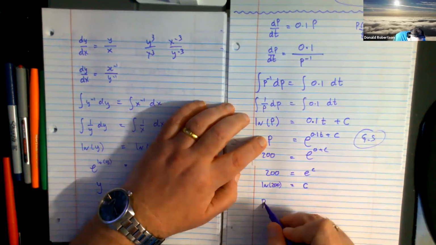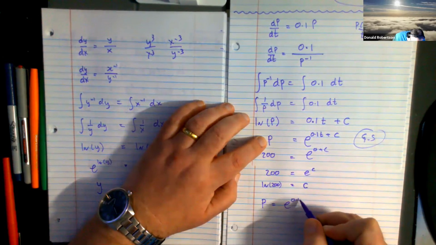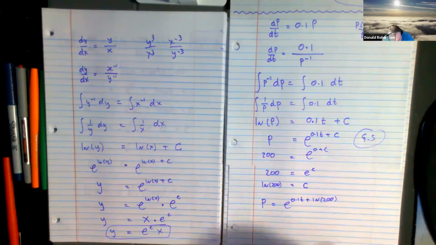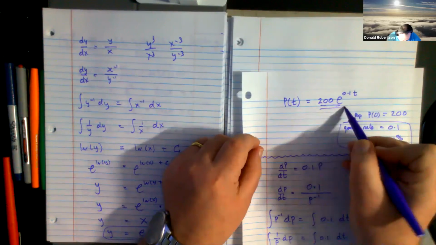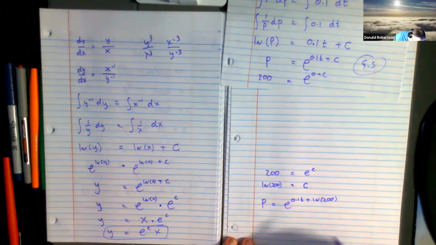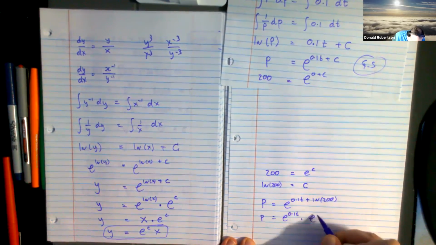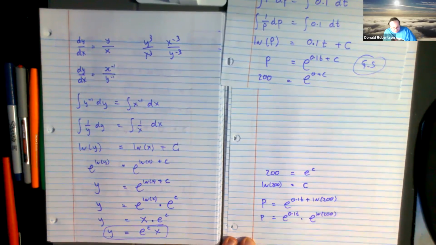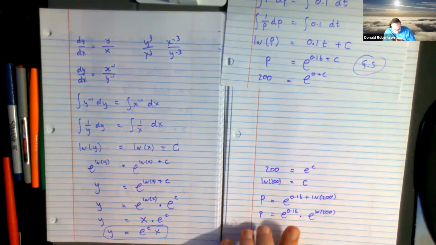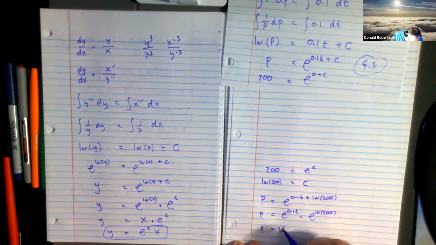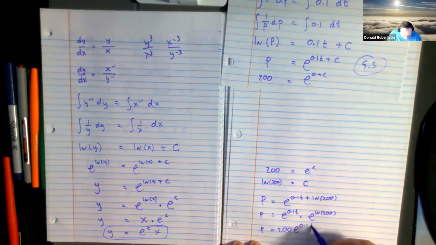So our solution now is P equals e to the 0.1t plus C. And you might say, but that doesn't look like this answer. It's kind of like it, but it's not quite. Well, let me make it look like it. Can't we separate them out into two? This guy times that guy. What does e to the power of natural log of 200 equal? 200. So what we now have is that.